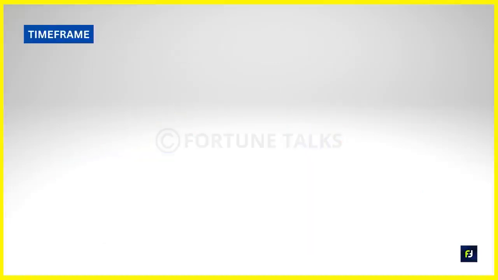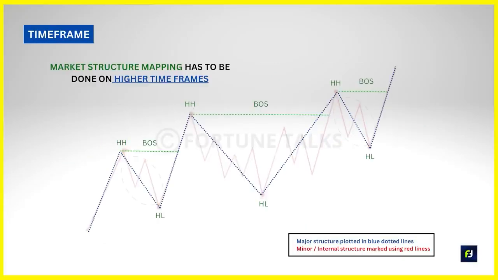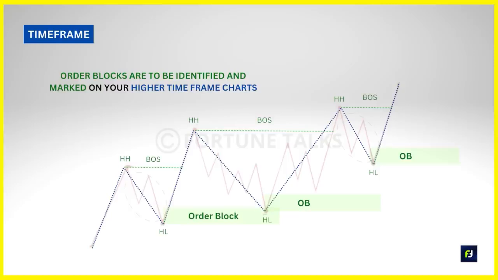So the first factor is time frame. I have mentioned at the beginning of this course that structure mapping has to be done on higher time frames and trade entries are to be taken on lower time frames depending on your trading style. Similar logic applies to order blocks also. The order blocks are to be identified and marked on your higher time frame charts. These order blocks will be lower in number and have a higher chance of success compared to those order blocks marked on lower time frames.